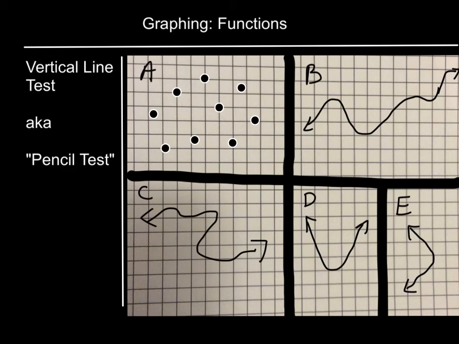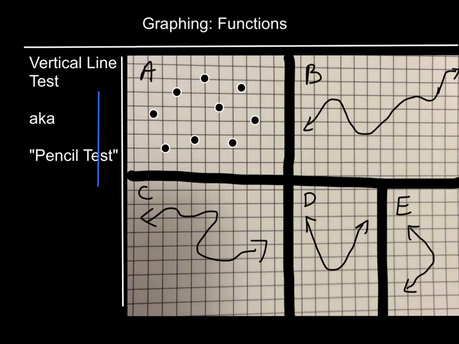Okay, so now we're going to talk about functions that are on graphs. And when we have a graph of a function, then we're going to use a little bit different technique. We can still talk about inputs and outputs, but there's an easier way if we do this technique called the vertical line test. So for the vertical line test, we're going to do this. So there's my vertical line.